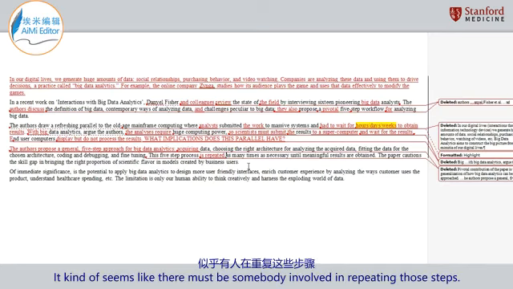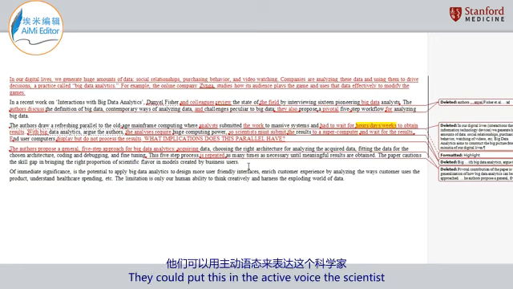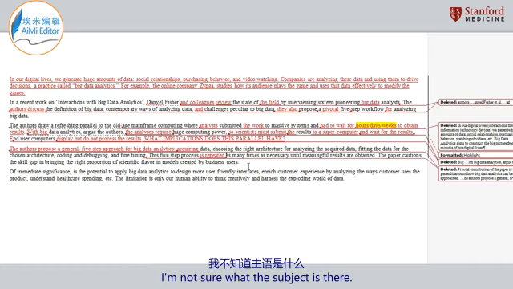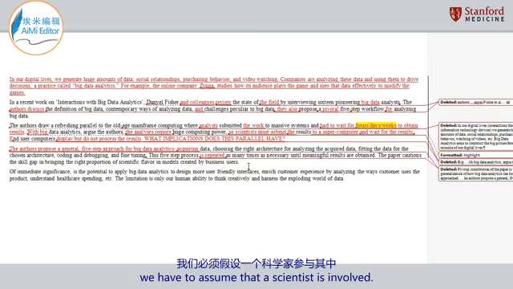It kind of seems like there must be somebody involved in repeating those steps. So maybe the author should clarify a little here. They could put this in the active voice. The scientist repeats the 5-step process as many times as necessary. I'm going to leave it in the passive voice because I'm not sure who the subject is there. But unless the 5-step process is really self-sustaining, we have to assume that a scientist is involved.